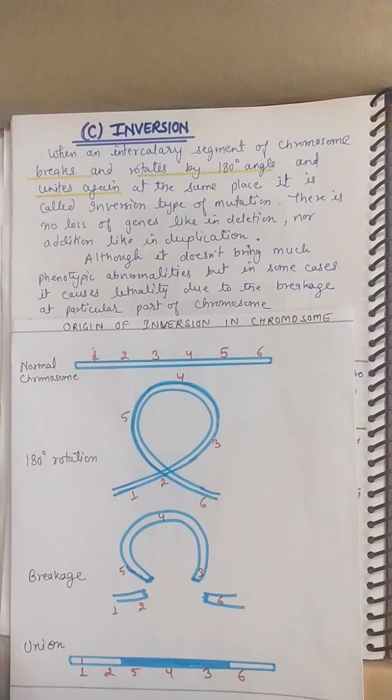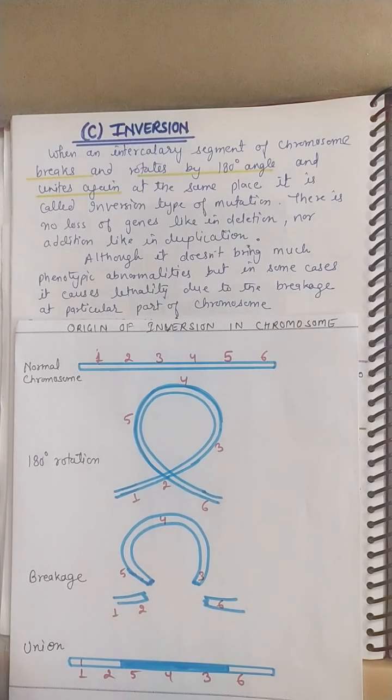In inversion, when an intercalary segment, that is a segment lying in between, of the chromosome breaks and rotates by 180 degrees and unites again at the same place, it is called inversion. There is no loss of genes like deletion or addition like in duplication. Although it doesn't bring much phenotypic abnormality, in some cases it causes lethality due to the breakage of a particular part of a chromosome.